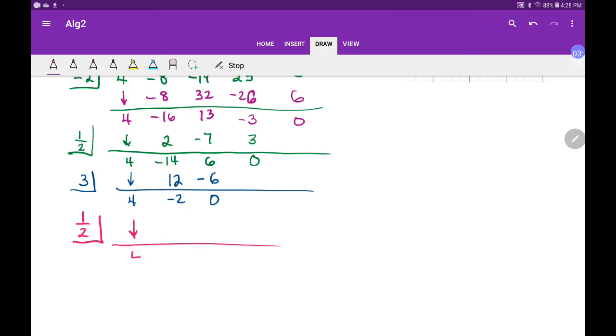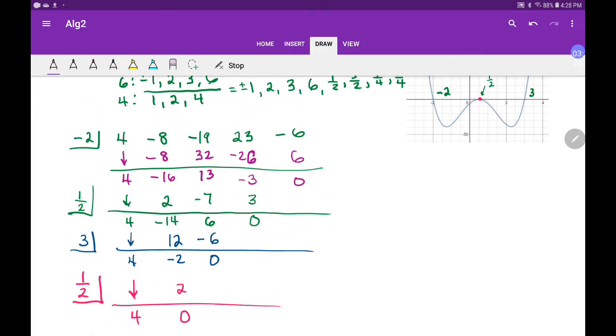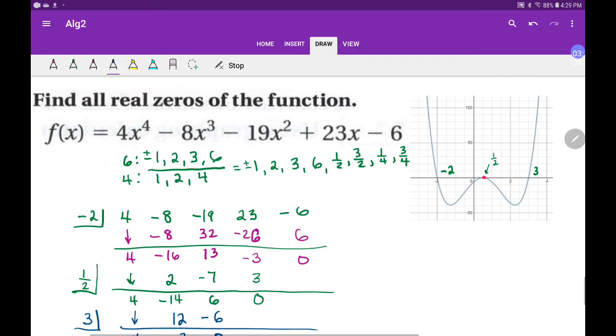And the 4 comes down. Half of 4 is 2, plus -2 is 0. So yes, 1/2 happens twice, and we count it twice. This is a polynomial to the 4th degree right there. You see that 4th degree? There's 4 roots. In this case, they're all real.